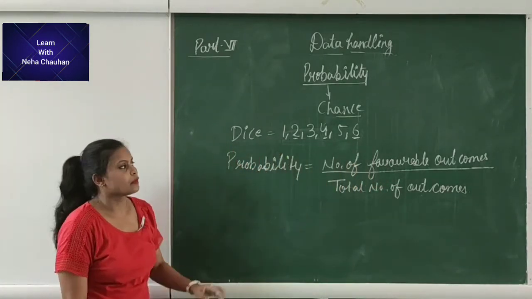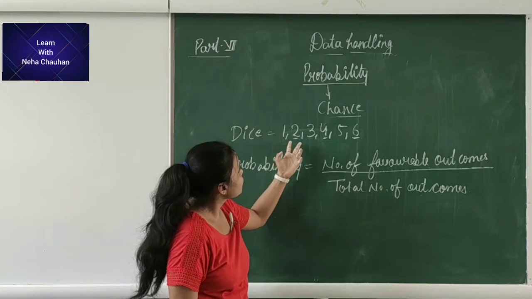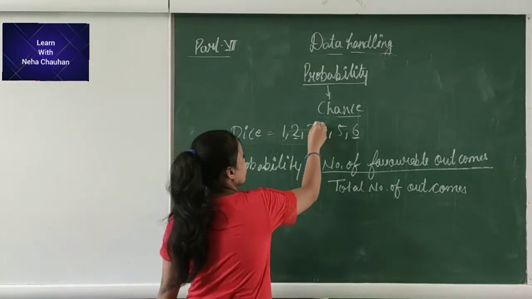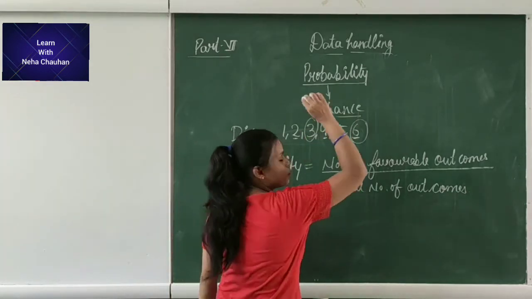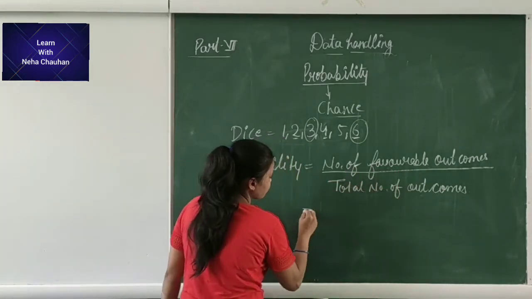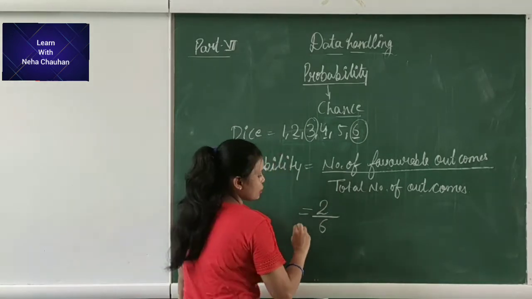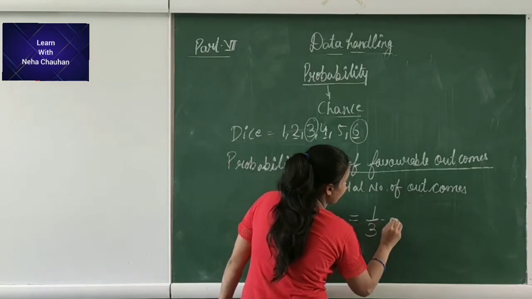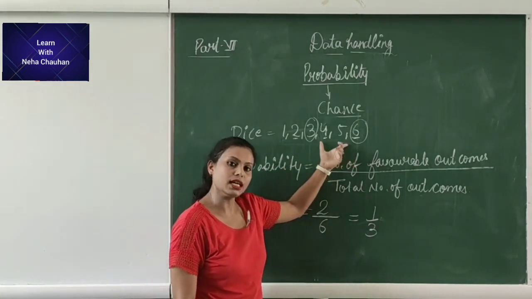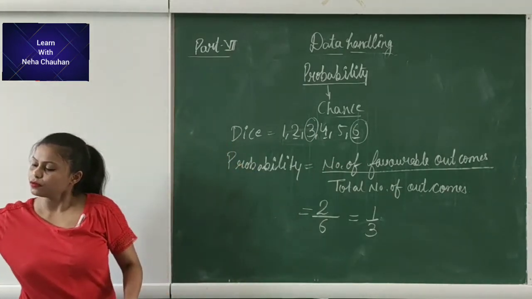Now, if I ask what is the probability of coming a multiple of 3 on the dice? So, how many multiples of 3? 3 and 6. Only 2 multiples of 3 are there. So, number of favorable outcomes are 2 and total number of outcomes are 6. Alright. So, we get 1 by 3 as the probability of a multiple of 3 coming on the dice. Okay. Let's do exercise 3.4.